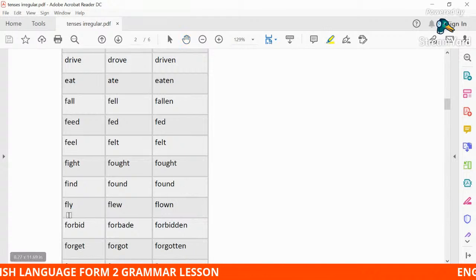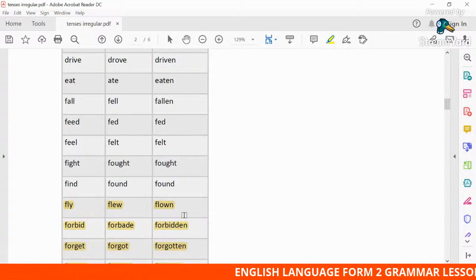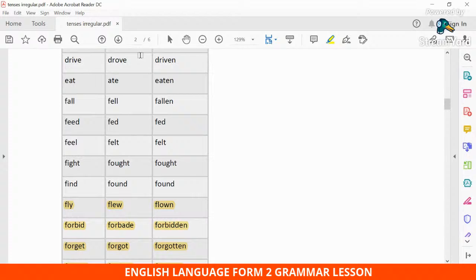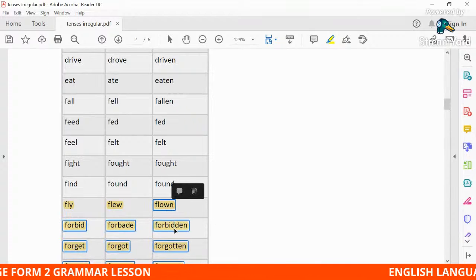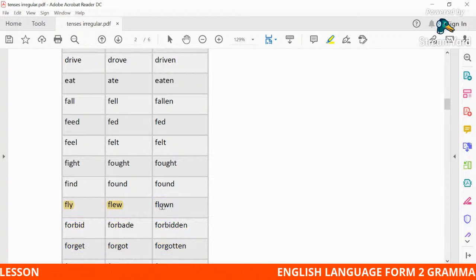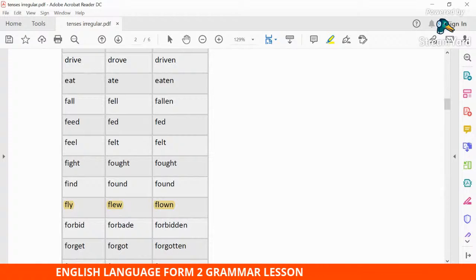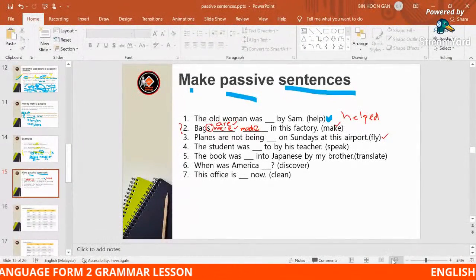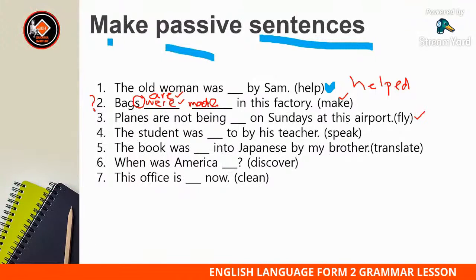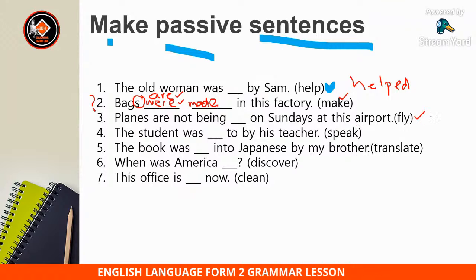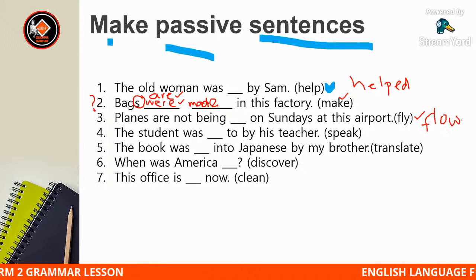Can I use pen? Can. So you have fly, first column, second column, flew, third column will be flown. So the answer is flown. Okay, so this is the answer. Not this one, eh? So the answer is flown. Okay, let's go back. So planes are not being flown on Sunday at this airport. So the answer will be F L O W N.